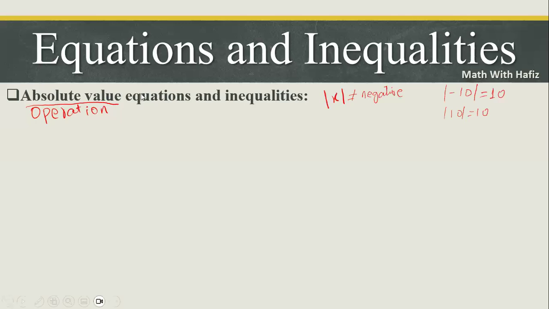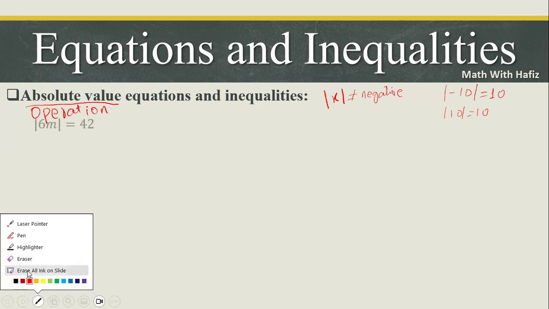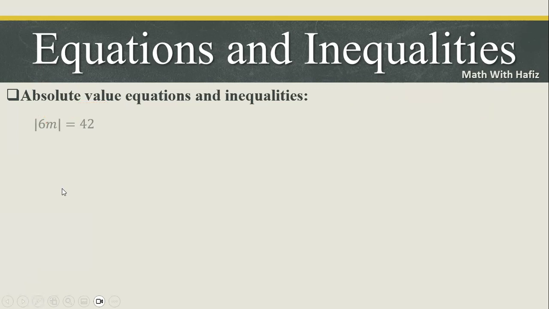So let's go and solve some questions. Let's say we have our first question, which is the absolute value of 6m equal to 42. You will get such questions in your calculus. This is the simplest question to understand the concept of absolute value.